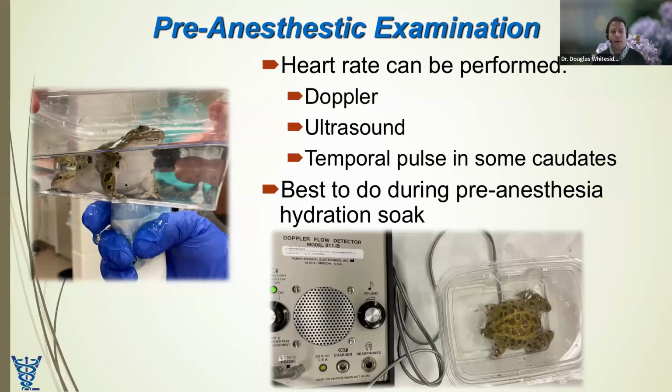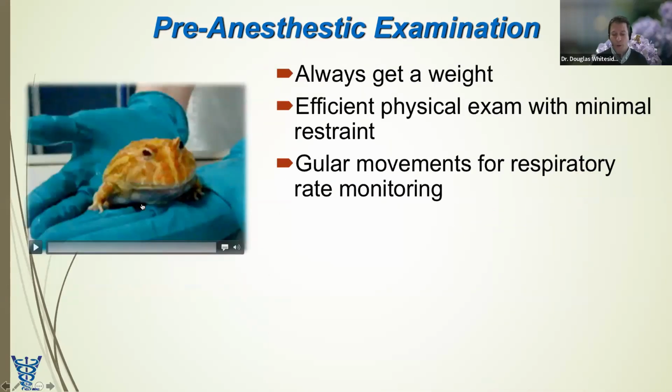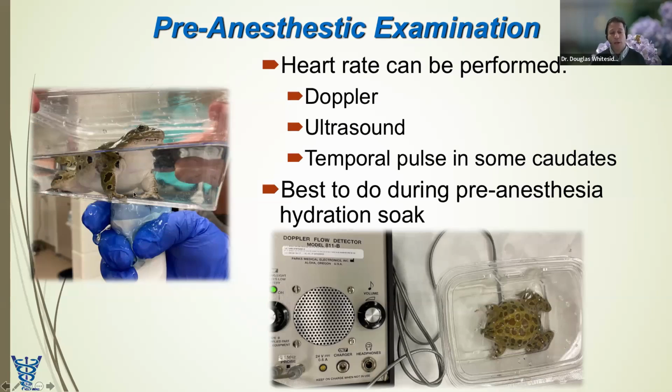Here we're just using a linear probe to measure the heart rate on this leopard frog, or you can also put your Doppler ultrasound, once again, underneath the xiphoid area of the frog, and get that heart rate before you do your anesthesia.